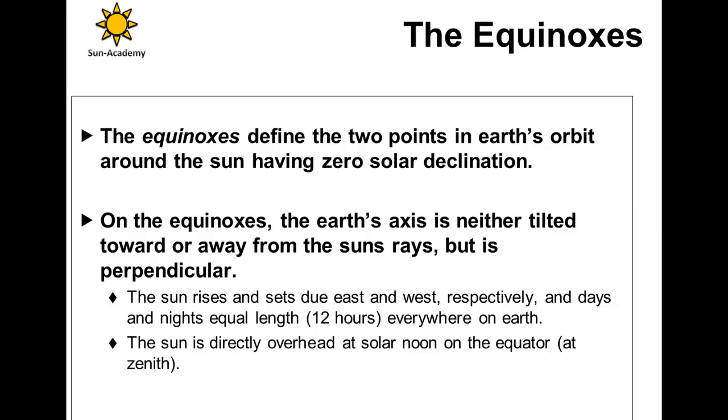The equinoxes define the two points in the Earth's orbit around the Sun having zero solar declination. On the equinoxes, the Earth's axis is neither tilted towards nor away from the Sun's rays, but is perpendicular. The Sun rises and sets due east and west respectively, and days and nights are of equal length, 12 hours everywhere on Earth. The Sun is directly overhead at solar noon on the equator, at zenith.